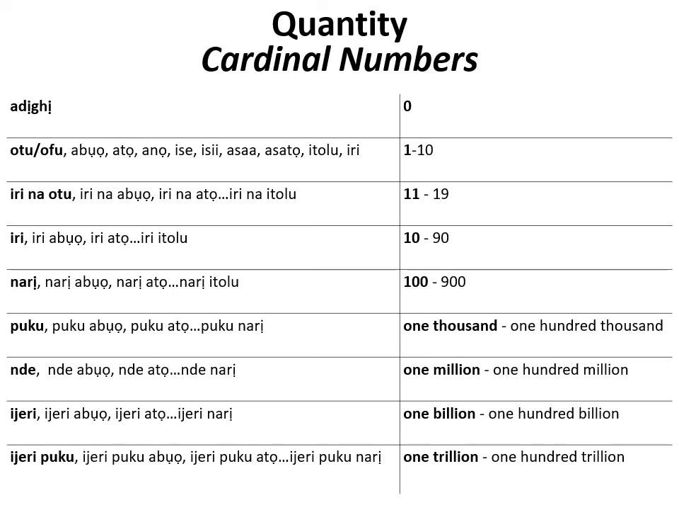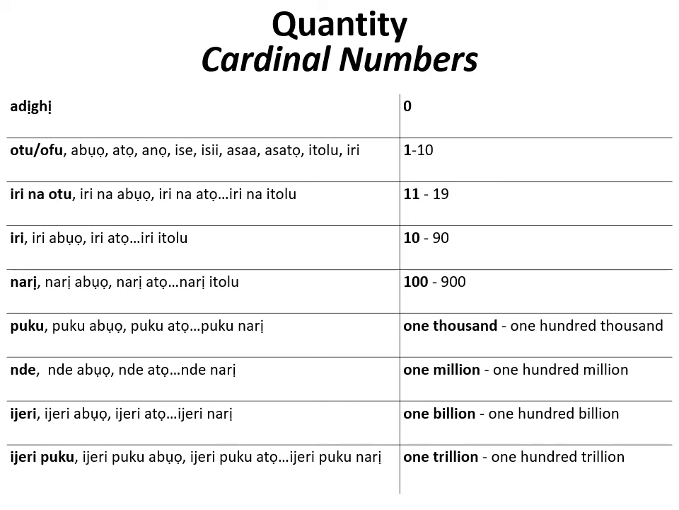So if you wanted to say 95, it would be iri itolu, 10 nines, na, and ise, five. 10 nines and five. Iri, itolu, na, ise. So you have the words for 10 through 90, and you have the words for 1 through 9. So you can combine those to get anything between 10 and 99. I hope that makes sense.